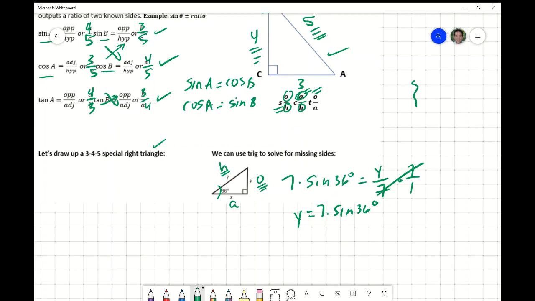If you plug that into the calculator, you're going to get, I believe, 4.11 units. And again, if this is 7 and this is 5.66, then that certainly looks like the shortest side is going to be 4.11 units. Okay, well that's it. Thanks.